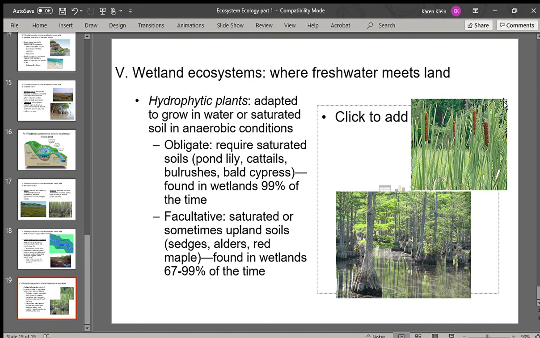So these are the types of ecosystems that we have, as far as general categories of your types of ecosystems: your terrestrial, aquatic, coastal, and wetland.